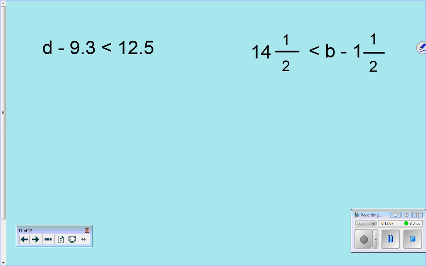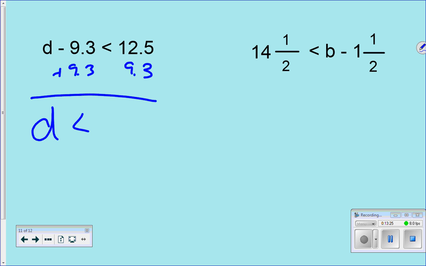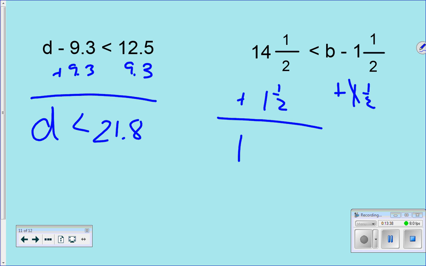Something else I got to show you. Okay, so this one, I'm not going to solve them yet. Decimals. What are you going to do to get rid of that 9.3? Add to it, right? So we should get D is less than 21.8. Good job. This one over here, notice how your B is on the other side? That's okay. You're going to add 1.5, so it should be 16.